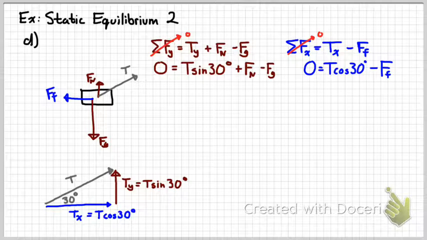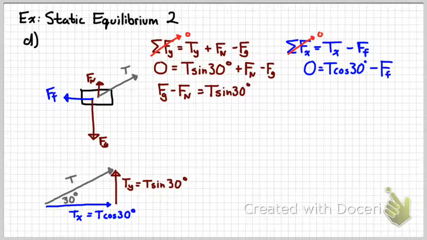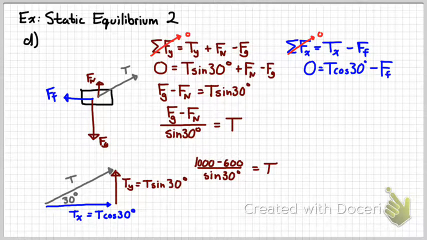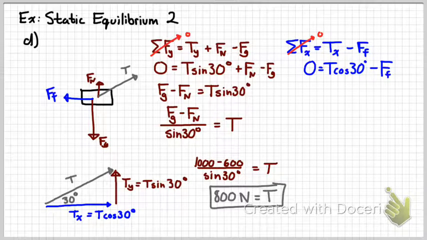In my y equation, I would put T sine 30 degrees for Ty. In my x equation, I would put T cosine 30 for Tx. So solving the y equation for T, I would first add the force of gravity and subtract the normal force on both sides. And then I would divide by sine 30 to get T by itself. And so plugging in your numbers and then solving, you would get something like 800 newtons for that tension.